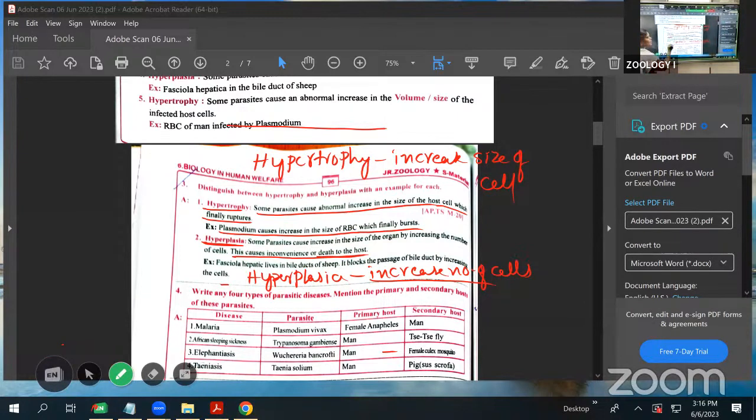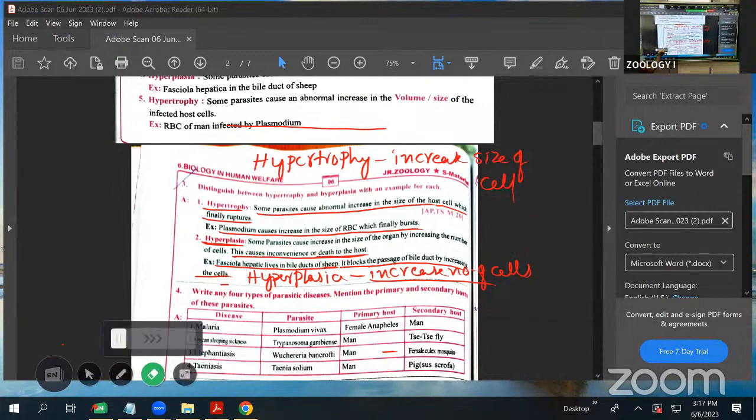For example, Fasciola hepatica lives in the bile duct of sheep. Fasciola hepatica requires a number of hosts for the completion of the life cycle, and it is also present in the sheep. The bile ducts of the sheep are blocked by this hyperplasia. Here it blocks the passage of the bile duct by increasing the cells. This one is about hypertrophy and hyperplasia.